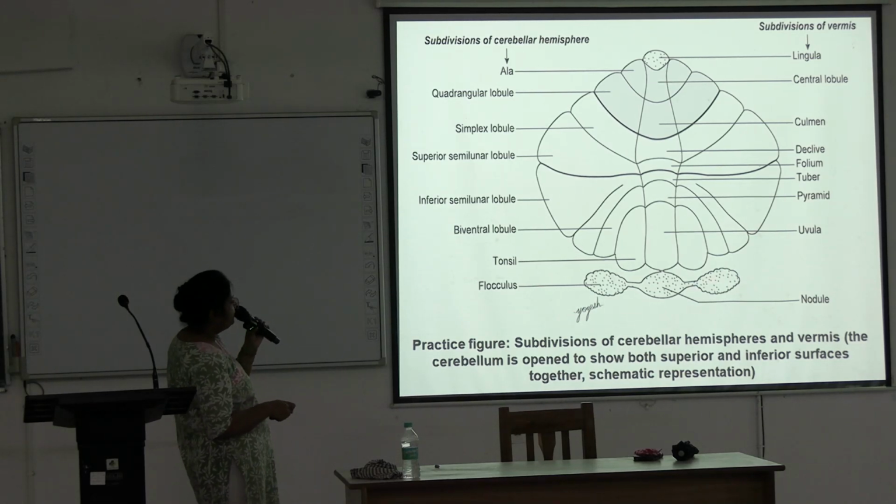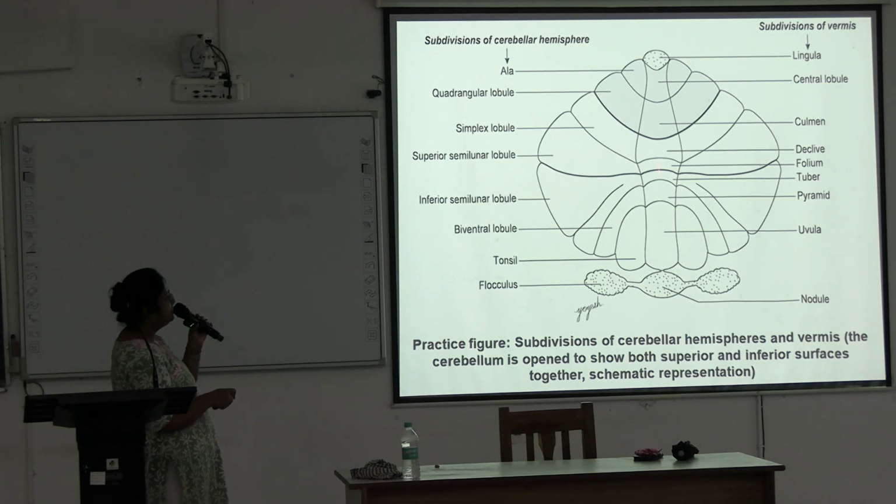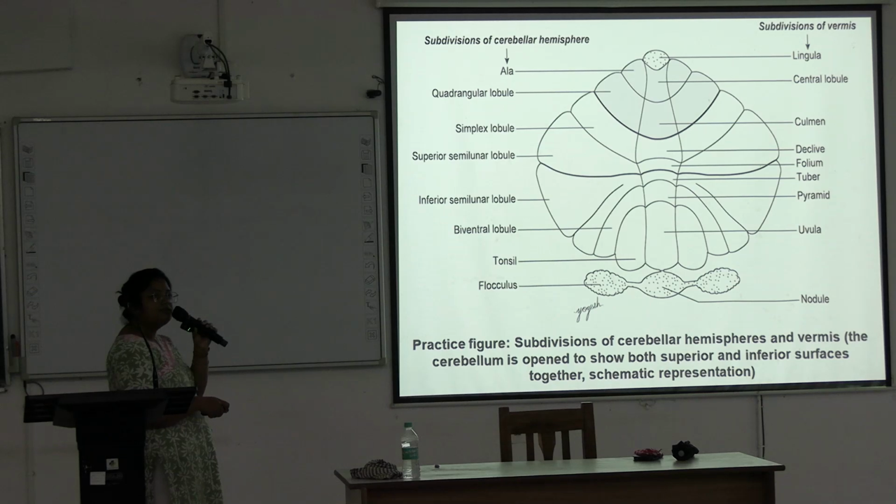Next, the flocculonodular lobe is formed by the nodule in the midline, forming part of the vermis, and on the two sides you are getting the flocculus.